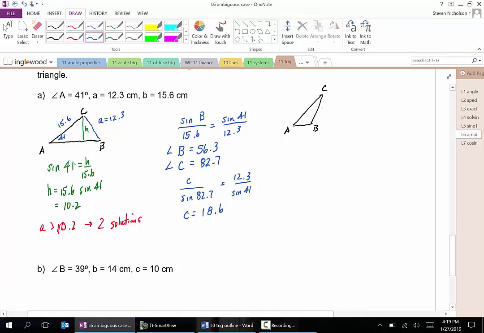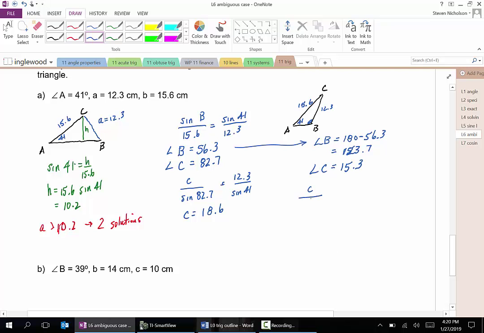And again, we still have 12.3, and we still have 15.6, and we still have 41, but now this is the supplementary angle to 56.3. So this one right here tells us angle B is equal to 180 minus 56.3, which is equal to 123.7. And if angle B is 123.7 and angle A is 41, then angle C is equal to 15.3.